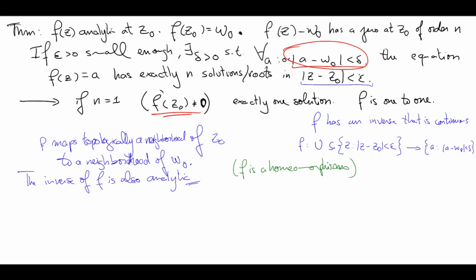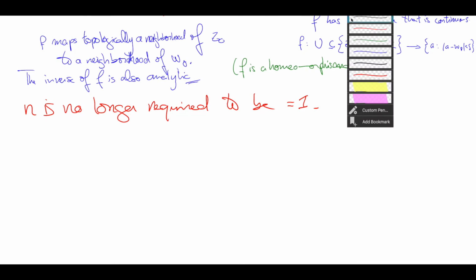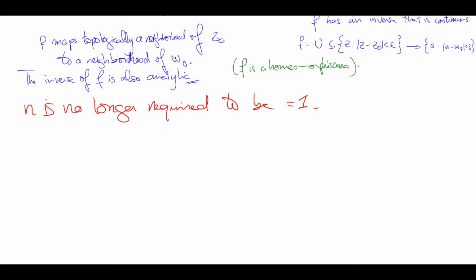That is exactly what happens with polynomials, and the issues that show up when you take square roots. But now, n is no longer required to be equal to 1. I'm allowing any analytic function because I want theorems that hold for any analytic function.